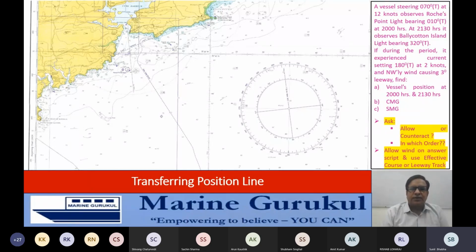Same vessel steering 070 degrees true at 12 knots, observes Roche's Point Light bearing 010 degrees true at 2000 hours, 2130 bore, 320 degrees true. During this period, the current was setting south as in the earlier case at 2 knots and northwesterly wind causing 3 degrees leeway. Find vessel's position at 2000 hours and 2130, CMG and SMG.